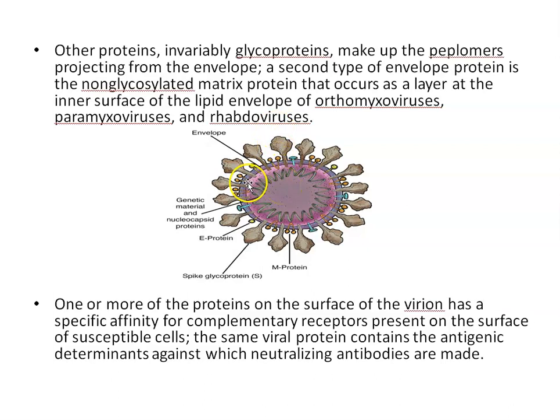You can see here these spikes made up of glycoproteins. These are peplomers. These brown spikes, these projections, are called peplomers, right? Other types of proteins are E proteins, M proteins, or spike glycoproteins. So these are the different types of proteins present in coronavirus. Now, one or more of the proteins on the surface of the virion has specific affinity for complementary receptors, which are present on the surface of susceptible cells.